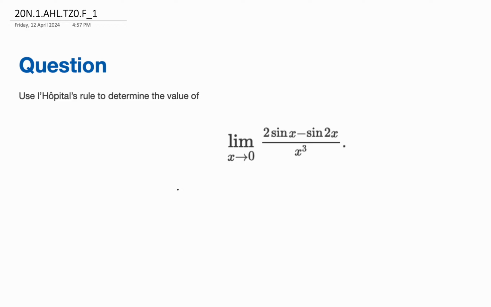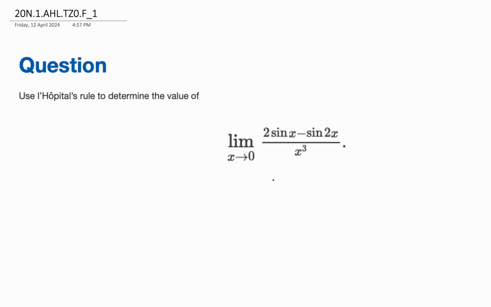Today we're going to be solving a problem from the November 2020 IB Mathematics examination. This is an additional higher level problem from paper 1. Let's get started. Use L'Hopital's rule to determine the value of the limit as x goes to 0 of (2 sin x minus sin 2x) over x cubed.